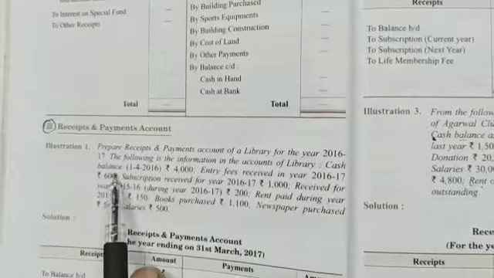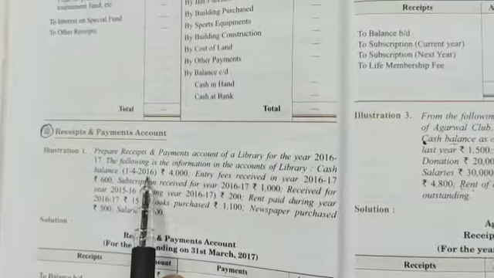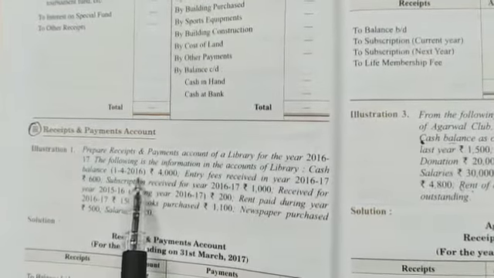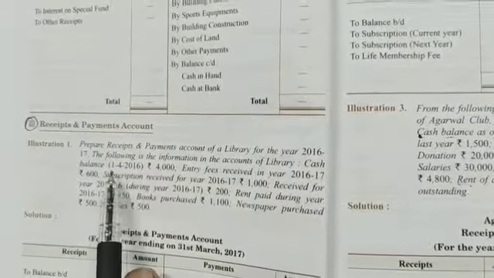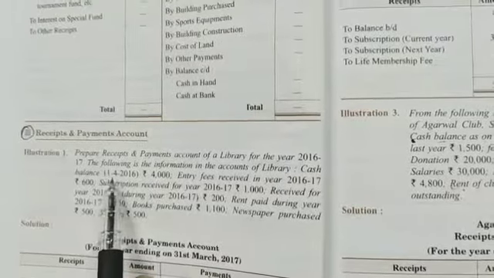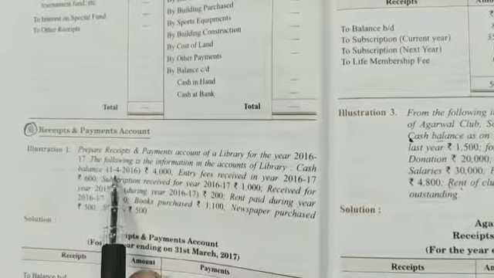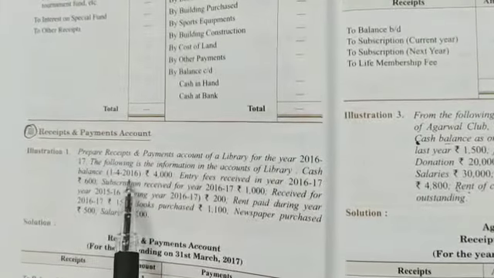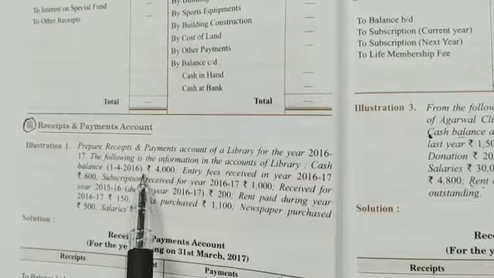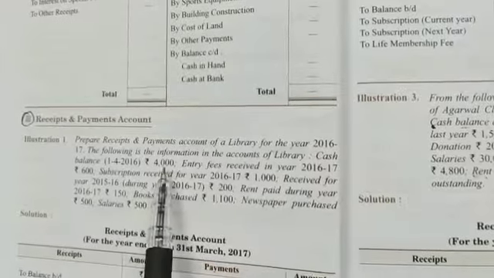Cash balance 1st April 2016 means this is the opening balance of cash on the first day of the year. The first day of the year is April 1st. It means that this is a financial year. It starts from April 1st 2016 and it will end on 31st March 2017. So 4,000 was the cash balance on the opening day.